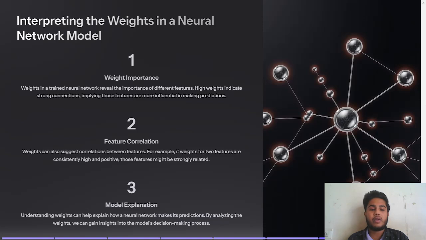Second is feature correlation. Weights can also suggest correlation between features. For example, if the weights of two features are consistently high and positive, those features might be strongly related. Model explanation. Understanding weights can explain how a neural network makes predictions. By analyzing weights, we can gain insights into the model's decision making process.